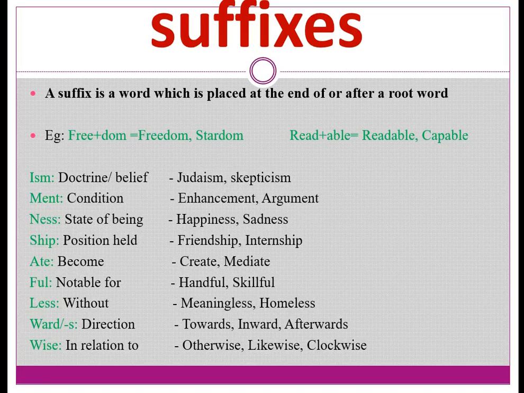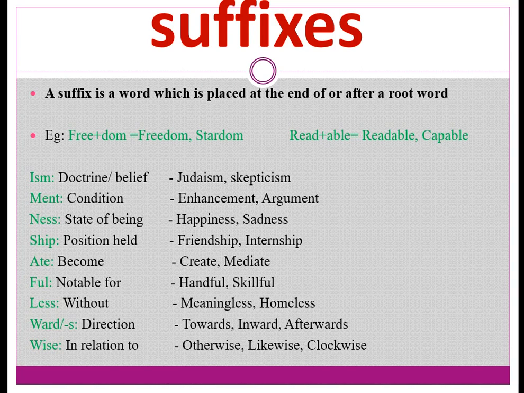The first example is free plus dom. When you are joining these two, it becomes freedom. Freedom or stardom. Dom is the suffix here. Then the next example is readable. So read plus able. Able is the suffix here. So for this able, you can give a number of examples like readable, capable, applicable, etc.